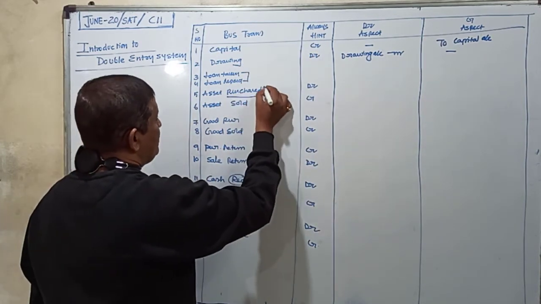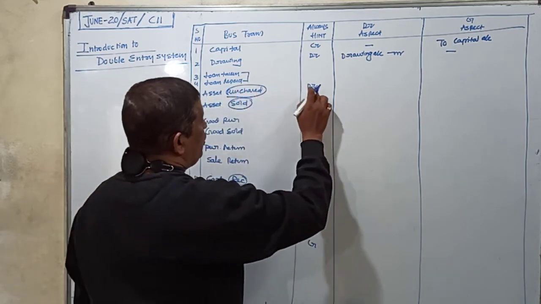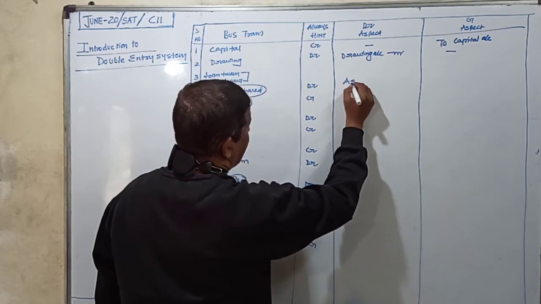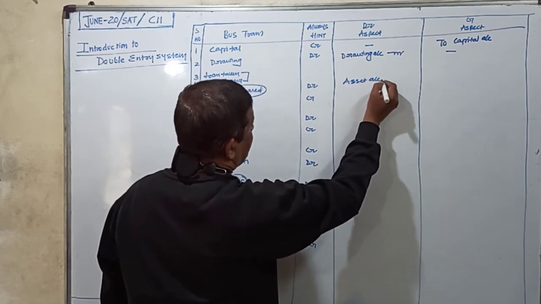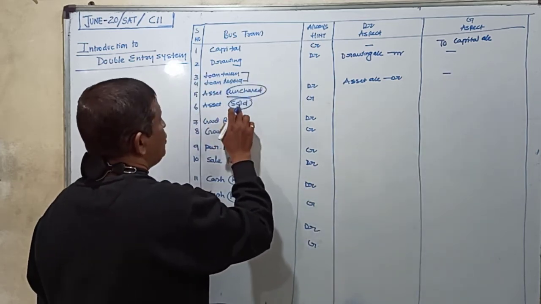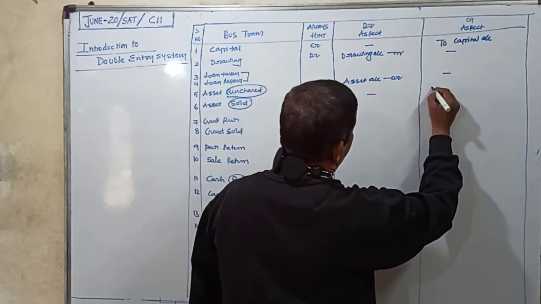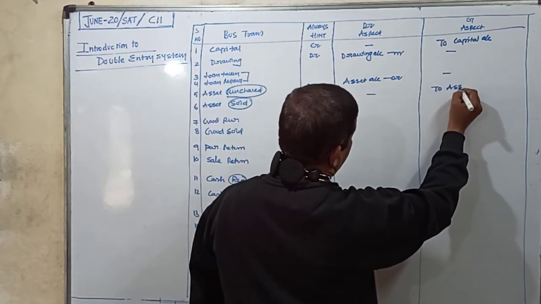Now come to asset purchase and asset sold. Asset purchase always debit, so asset account debit. Asset sold is always credit, so to asset account. So we write to asset account.